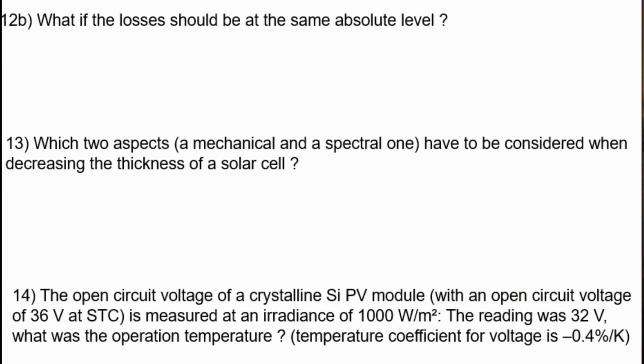Another option is, for example, that you can only have a certain temperature there, and you don't only want to limit the relative losses, you want to limit the absolute losses, because you can only allow a certain heat dissipation. So what if the losses should be at the absolute same level?